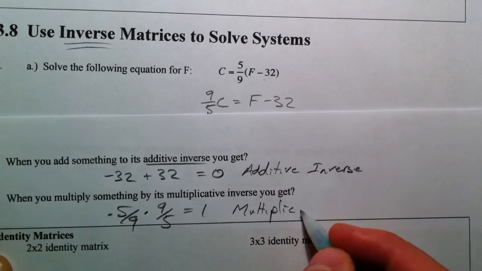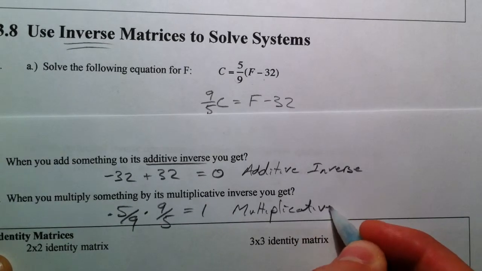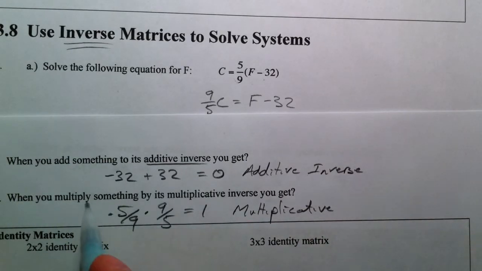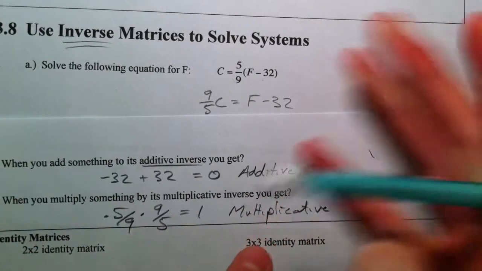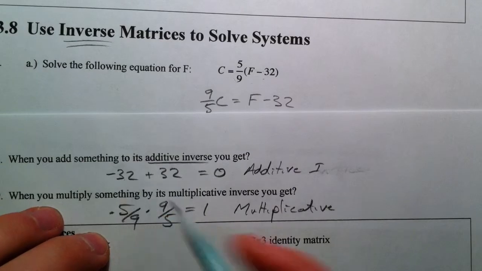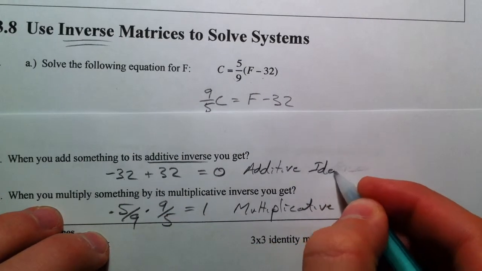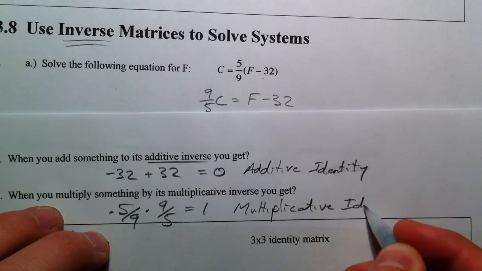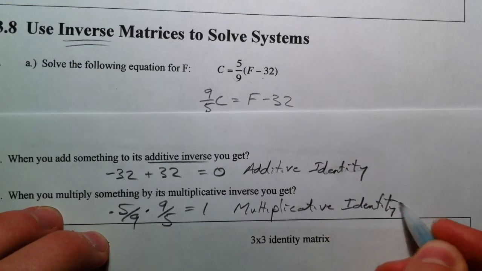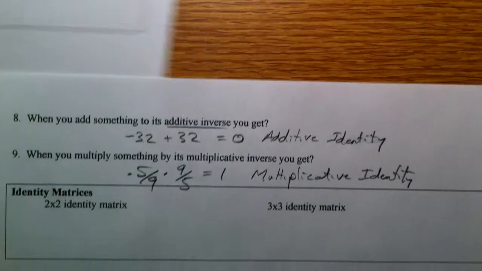That equals 1, and that's the multiplicative inverse. Now, all of this to say, 0 is the additive identity is what I meant to say. 32 is the additive inverse of negative 32. Identity. And the multiplicative identity. And so that's what we're always trying to get it back to.